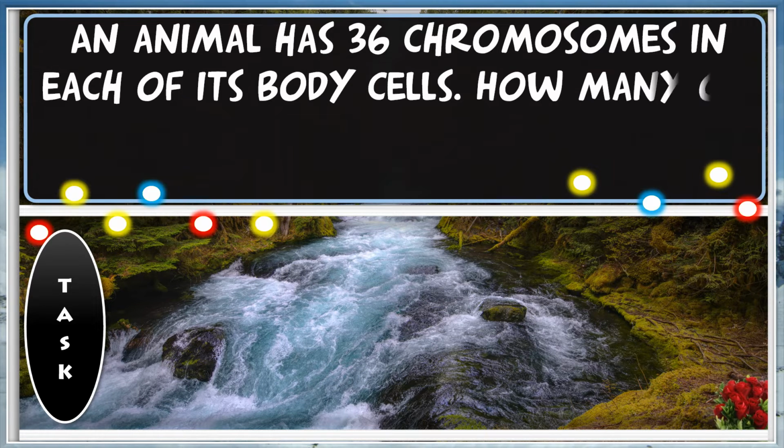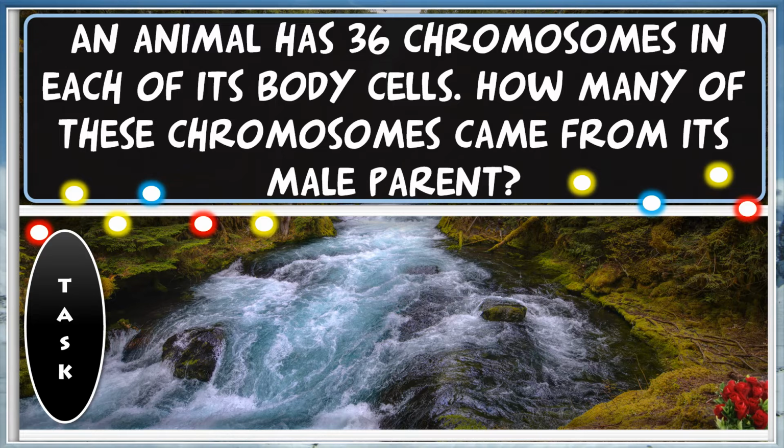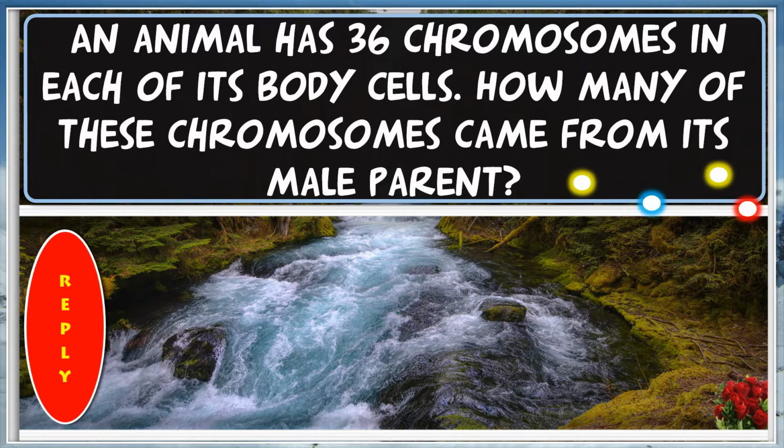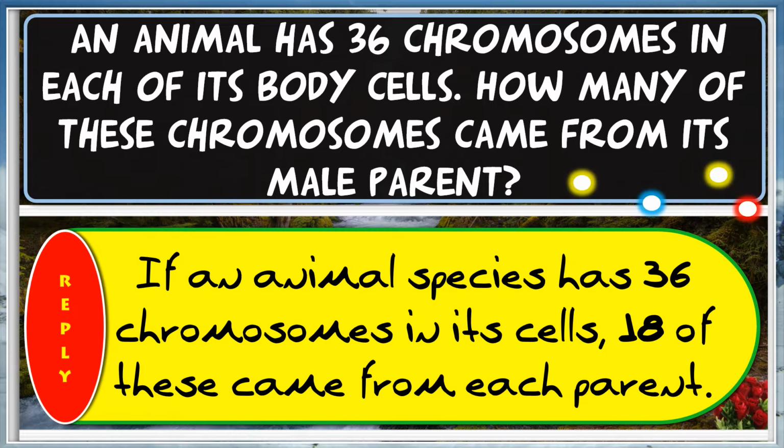An animal has 36 chromosomes in each of its body cells. How many of these chromosomes come from its male parent? If an animal species has 36 chromosomes in its cells, 18 of these come from each parent.